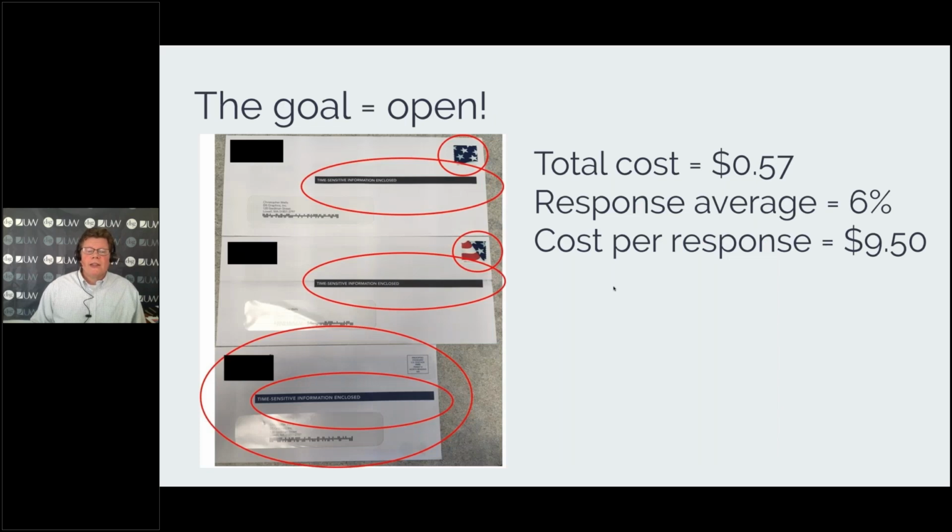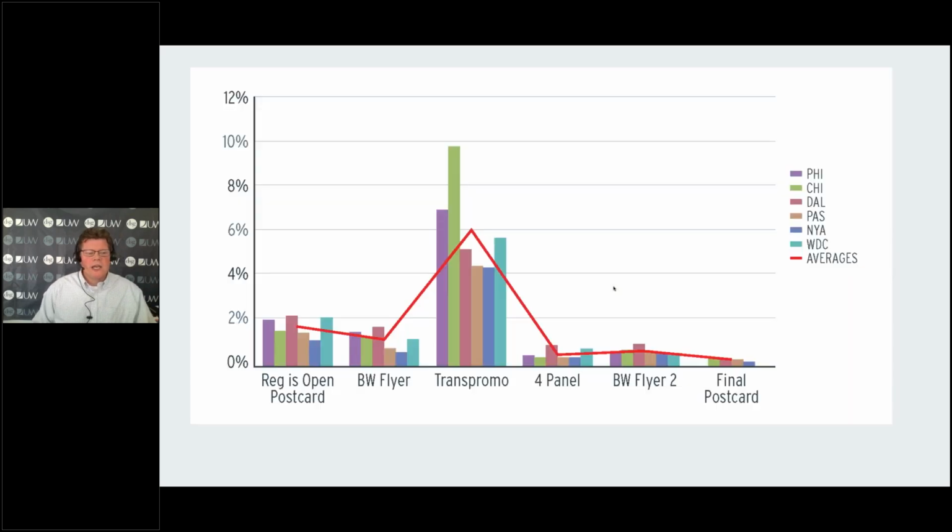Hey, this is how this piece performed against regular size postcards, black and white flyers. It's called the Trans Promo. It's the one in the middle. A 4-panel self-mailer, fully personalized, right? Another black and white flyer, and a final 6x9 postcard, full color, fully personalized, not crappy postcards.